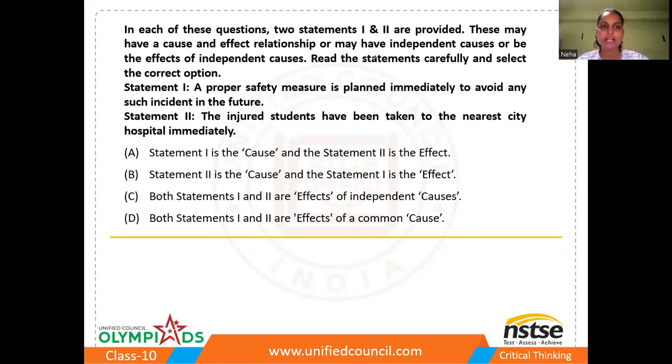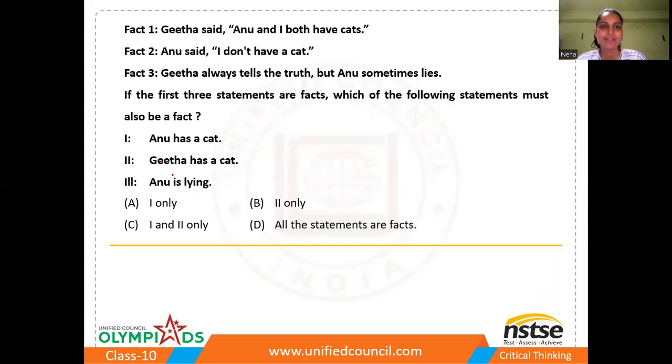Statement 1: a proper safety measure is planned immediately to avoid any such incident in the future. Statement 2: the injured students have been taken to the nearest city hospital immediately. So I think, students, both statements can be the effect of the same cause, because this is something like an accident, right? Yes, the injured students being taken to the nearest hospital immediately is an effect of the accident, and a proper safety measure being planned is also an effect of it. So both can be the effect of the same cause. All right, the next one.